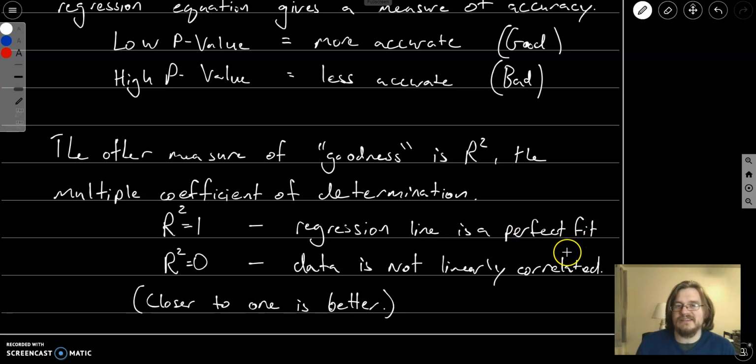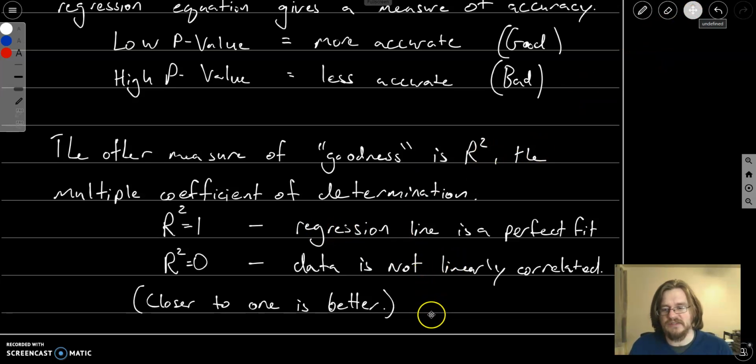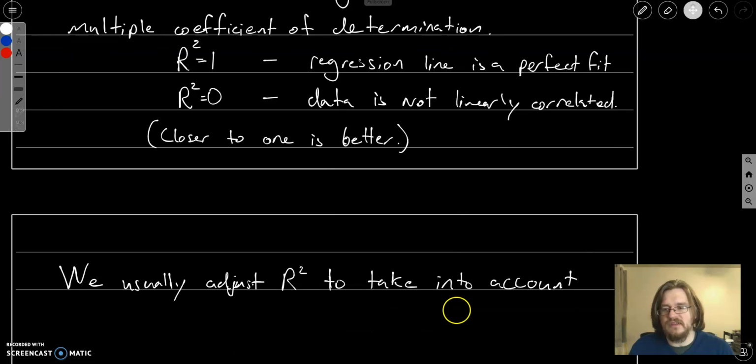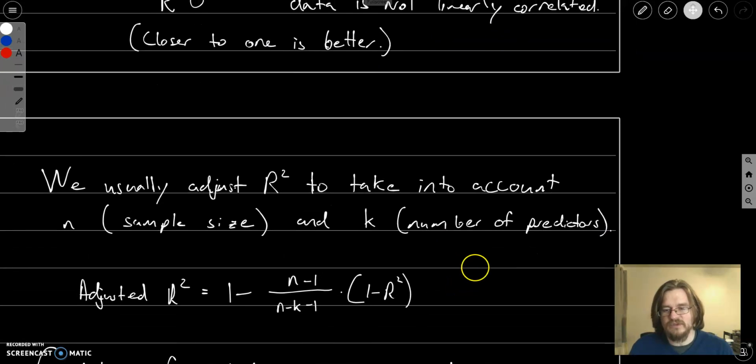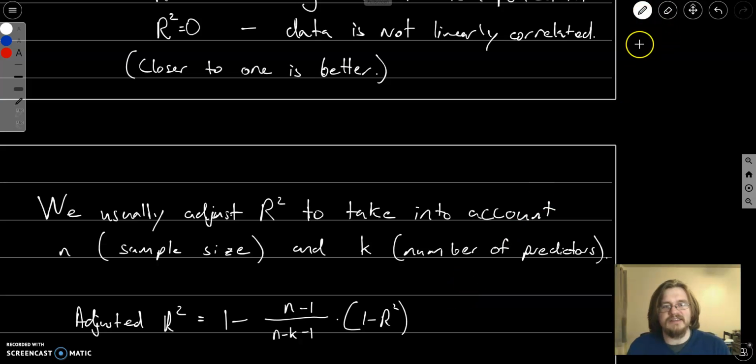We're not going to expect getting R squared of 1 very often. It could be very close to 1, and when it is 0 or close to 0, it means that the data just isn't linearly correlated. So having an R squared close to 0 is the bad end of the spectrum, meaning that we shouldn't trust our regression equation.